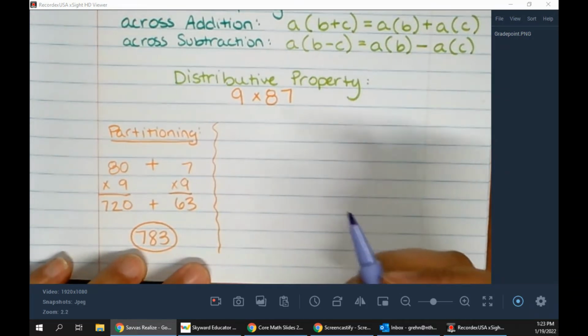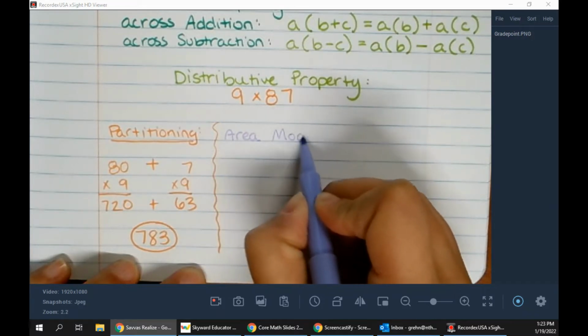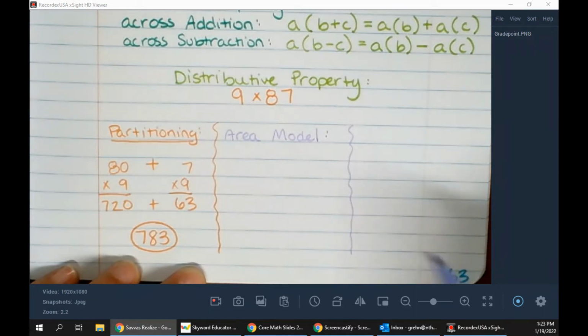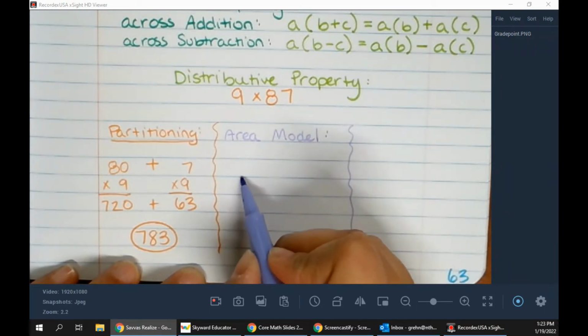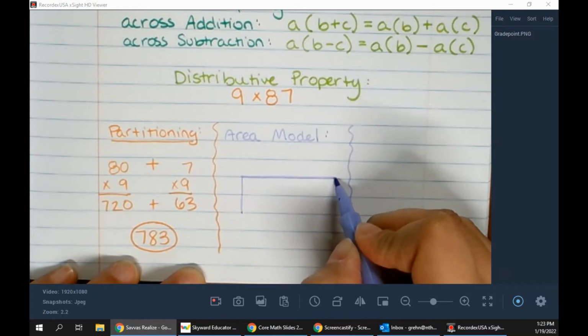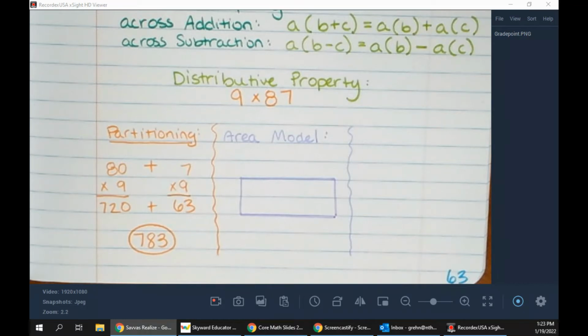Another strategy is using an area model, and we're going to use this quite a bit. So the area model uses a rectangle and the concept of area to find the total. So if I want to find the area of a rectangle, if you think back to how you do that, you just multiply the length times the width.